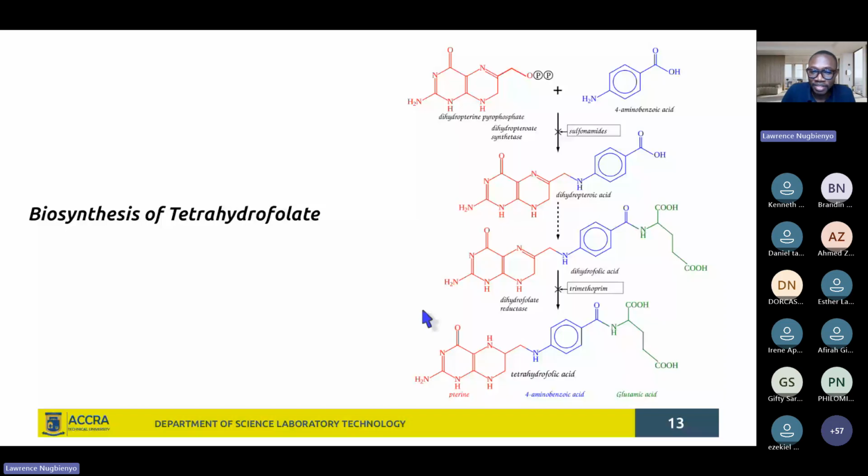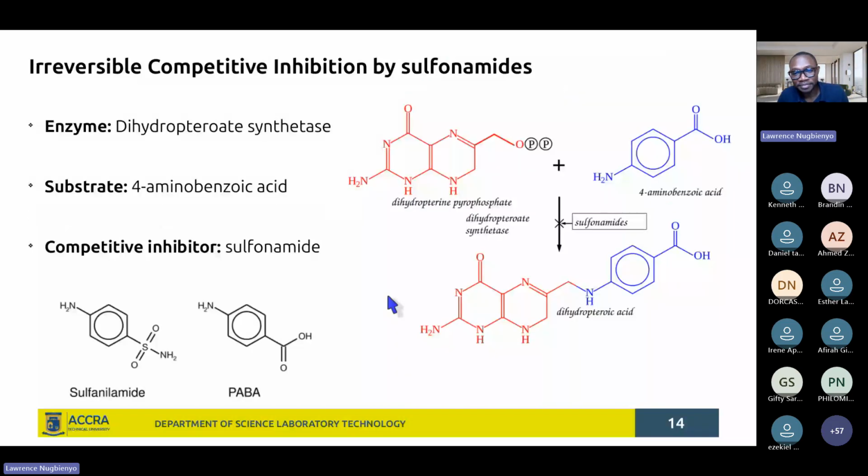Great. Now that's understood. So what we'll do is zoom in on the first reaction. So we are looking at only the first reaction. Remember what I say, one arrow at a time. So we have taken just the first arrow. And the reaction is dihydropterin pyrophosphate reacting with the enzyme involved in that reaction, which is dihydropteroate synthetase.